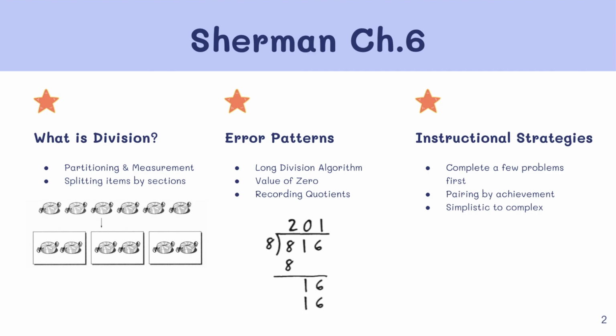Wherever they get 8 divided by 8 is 1, it shouldn't be at the corner. It should have been on top of the 8. So it's just a matter of structure or positioning that needs to be readdressed.